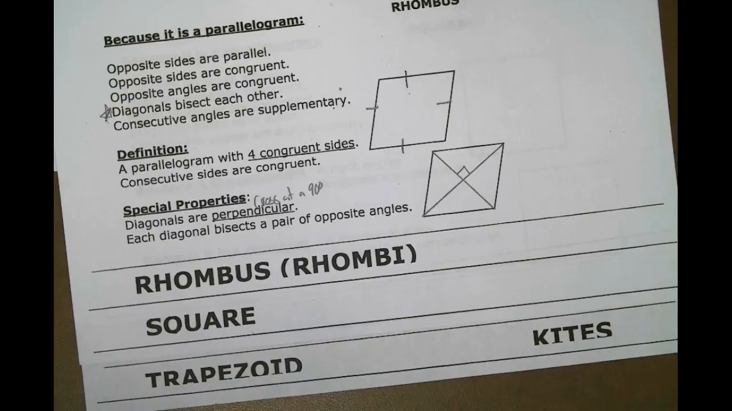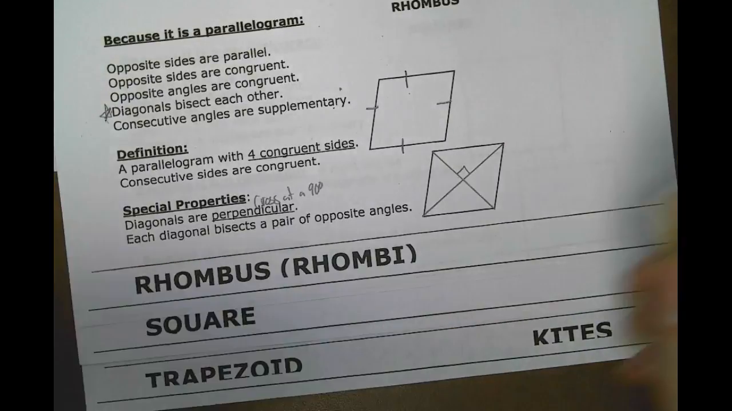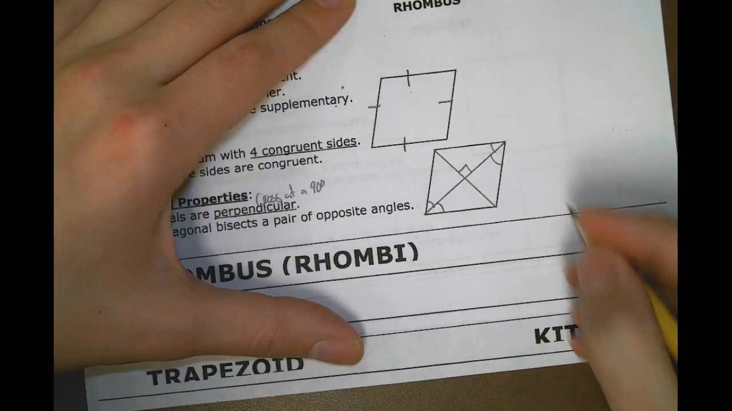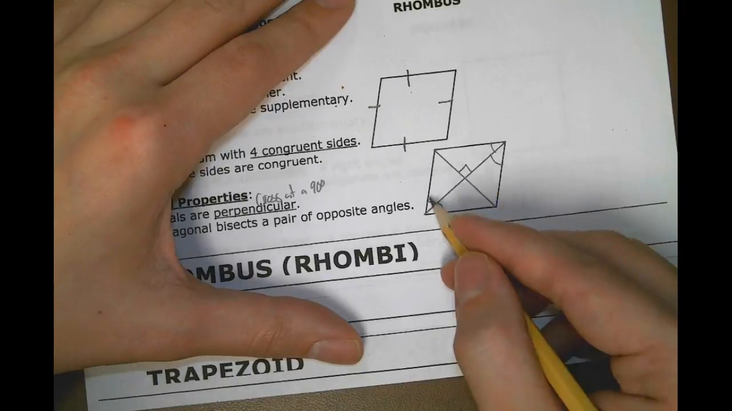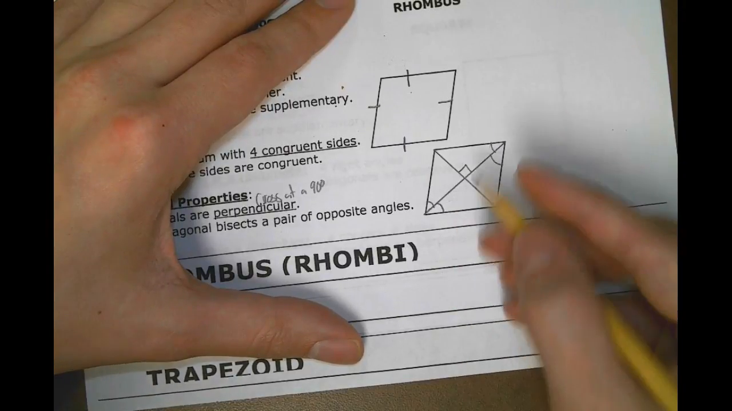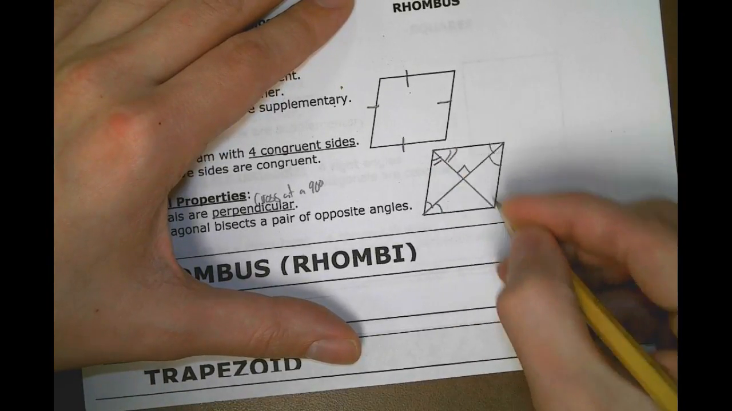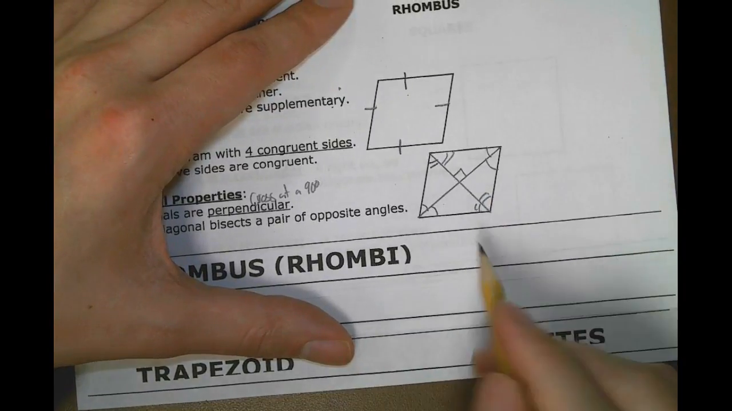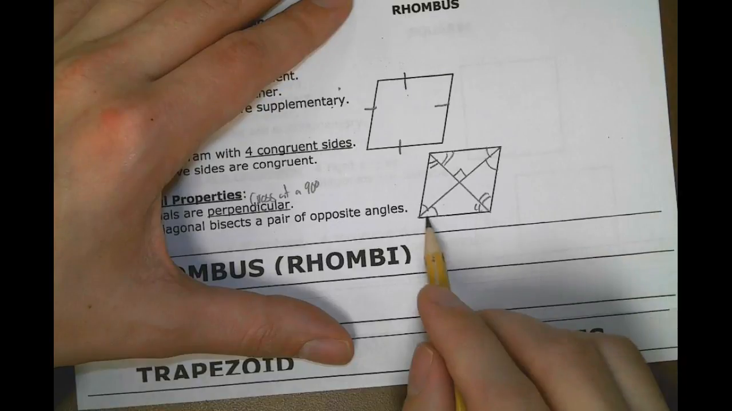Another property that they have is that they split each other's angles in half. Meaning, this is the same angle as this is the same angle as this. All 4 of these angles are the same. This angle is the same as this angle, and this angle is the same as this angle. What is not true, these 2 angles are not the same.